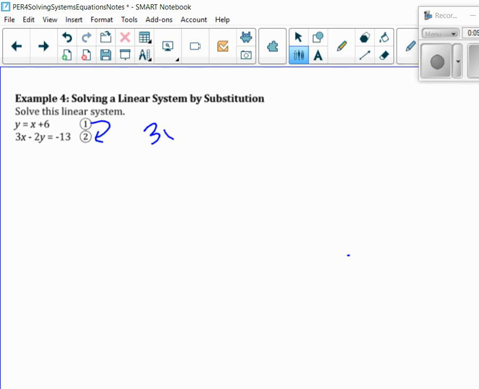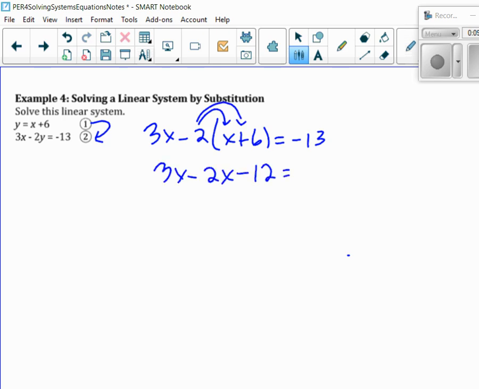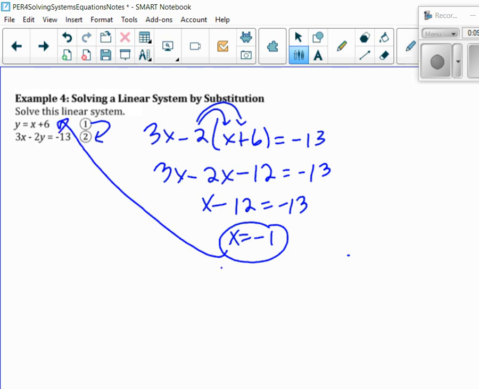So 3x minus 2 times x plus 6 equals negative 13. Multiply that in. I get 3x minus 2x minus 12 equals negative 13. So I get x minus 12 equals negative 13. So x equals negative 1. Take that, sub it back in there. I get y equals negative 1 plus 6, which gives me 5.